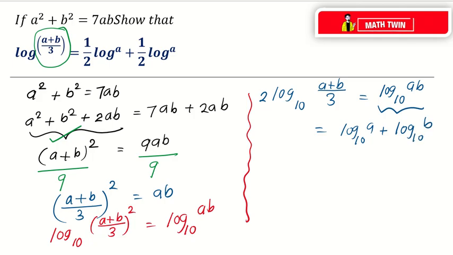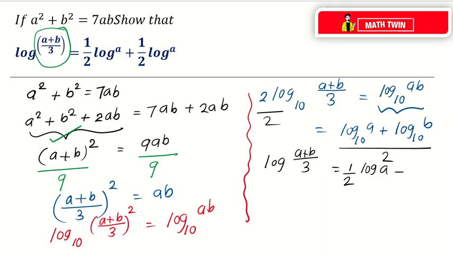From now on I am not going to write base 10. So log (a plus b over 3) equals, dividing the whole thing by 2, half log a plus half log b. So our result is log (a plus b over 3) equals half log a plus half log b.